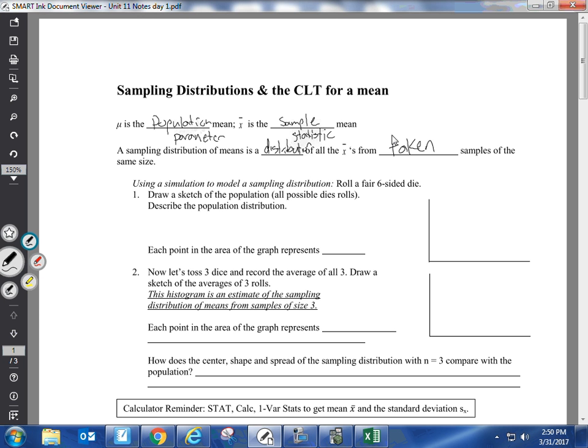Now, we are going to do our own little examination of the central limit theorem here using dice. Everybody gets a dice. We don't have to use the dice for our number one, which is to draw a sketch of the population and its distribution. And, you know, might as well do it. Cool.